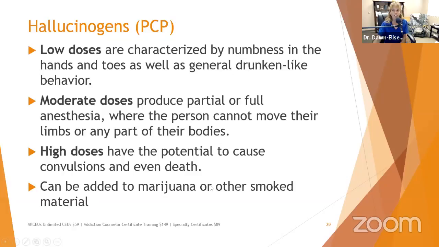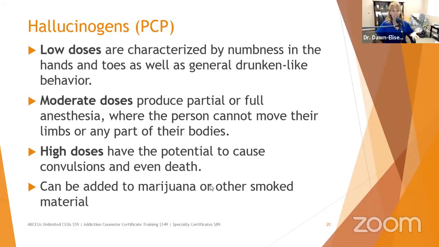With hallucinogens, low doses are characterized by numbness in the hands and toes, as well as general drunken-like behavior. Moderate doses produce partial or full anesthesia, where the person can't move their limbs or any part of their bodies. They're just like frozen. High doses have the potential to cause convulsions and even death, and it can be added to marijuana or other smoked material.